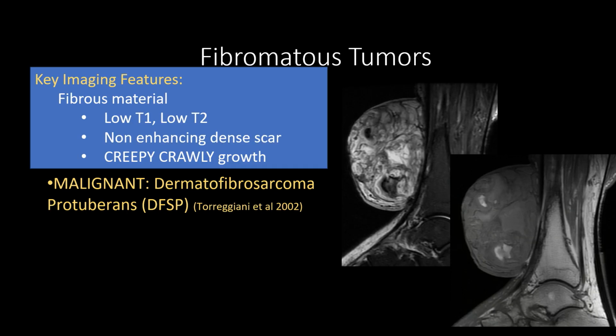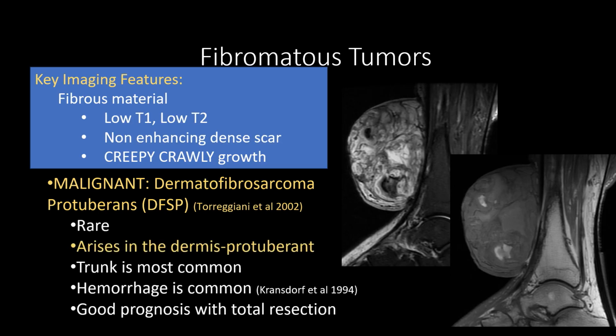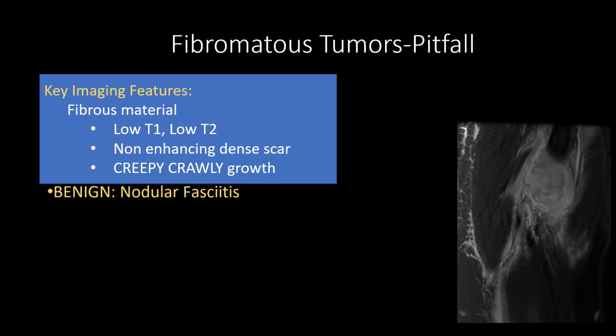And then lastly on the fibrous tumor, I want to talk about DFSP or dermatofibrosarcoma protuberans, because this is usually a pretty easy diagnosis to make. So this lesion arises in the dermis, which gives it the protuberant feature, meaning it's very exophytic, it's very big, it's growing out of the skin. These have a pretty good prognosis, actually.